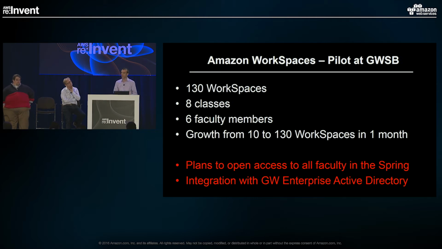Because we are small and we have to work with the central team, initially we didn't want to use our enterprise Active Directory, because the integration piece with the central IT would probably take a year or so. So we use Simple AD, and we'll eventually integrate with our enterprise Active Directory, but to speed up the process, we use what AWS offers.